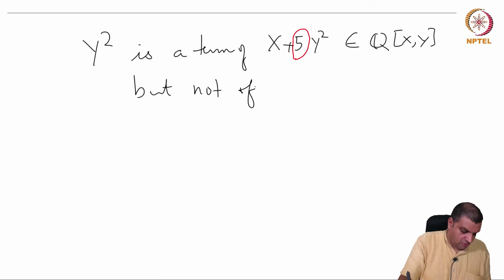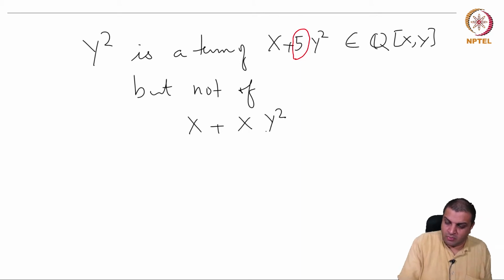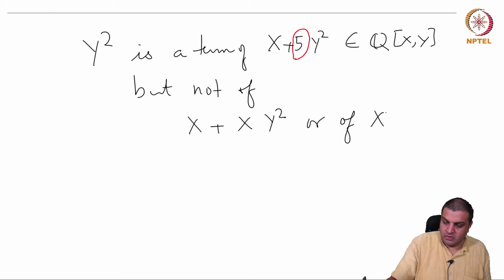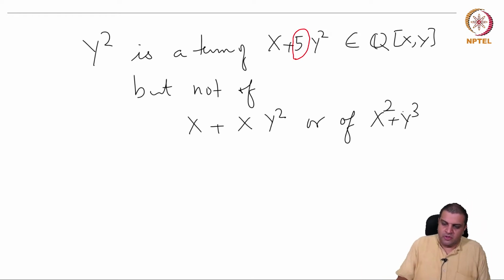Okay. So this is a term of it, but not of x plus xy squared. So what multiplies y square should be an element of the field and not another variable or another polynomial, or of x square plus y cube. Okay. So I hope you understand what is meant by a term. So it's a monomial that appears with a non-zero coefficient.